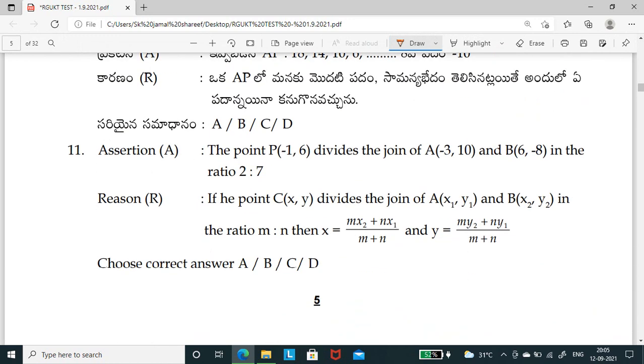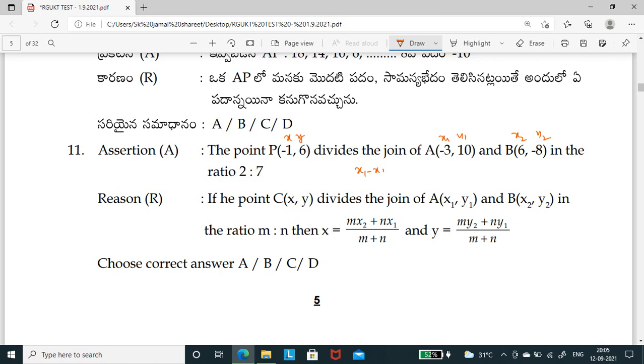Next, moving on to question number 11. The point P minus 1 comma 6 divides the line joining A minus 3 comma 10 and B 6 comma minus 8 in the ratio 2 is to 7. Now let us see whether it is dividing in the ratio 2 is to 7 or not. For this you have a simple formula. Let this be x comma y, let this be x1 y1 and let this be x2 comma y2. So if you want the ratio, simply follow this formula.